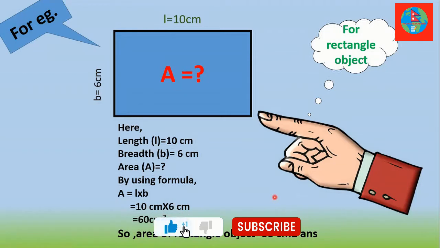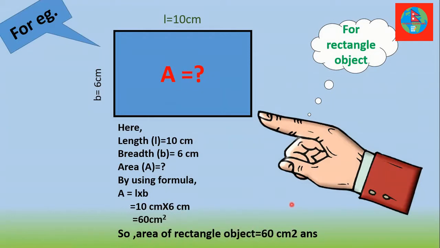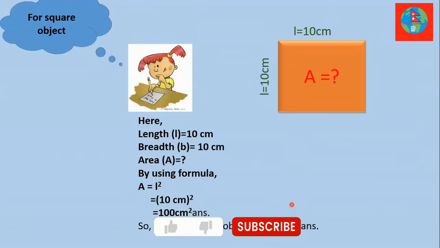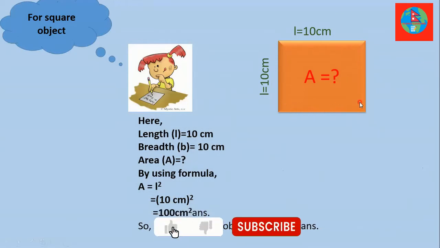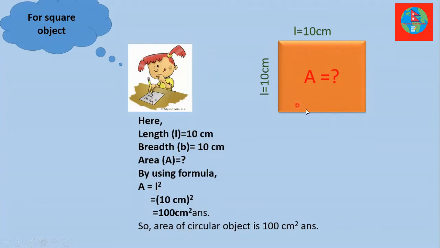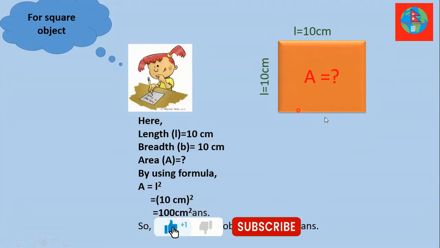Do you understand me? So my dear students, look at it very carefully. Okay, now let's go to another topic. What type of object is here? Can you guess? This is a square object.